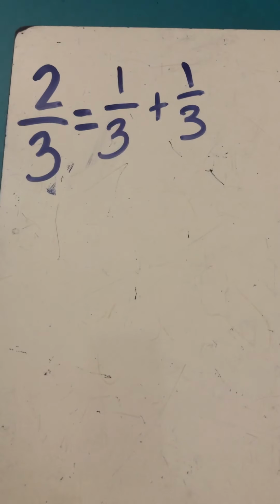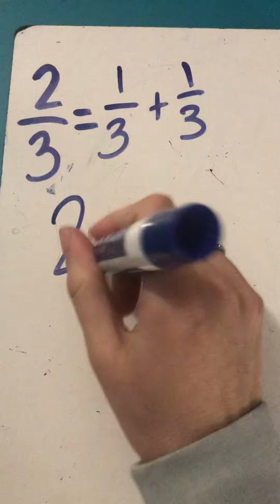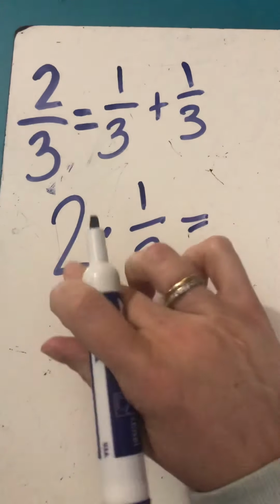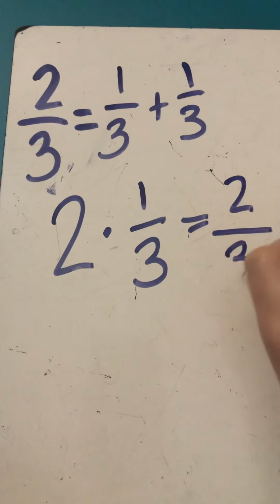If we wanted to put that into a whole number times a unit fraction, all we'd have to do is ask how many 1/3 do we have? We have 2. We'd multiply it by 1/3. 2 times 1 is 2. Our denominator stays the same. Easy peasy lemon squeezy, right? One more. This is a quick video.